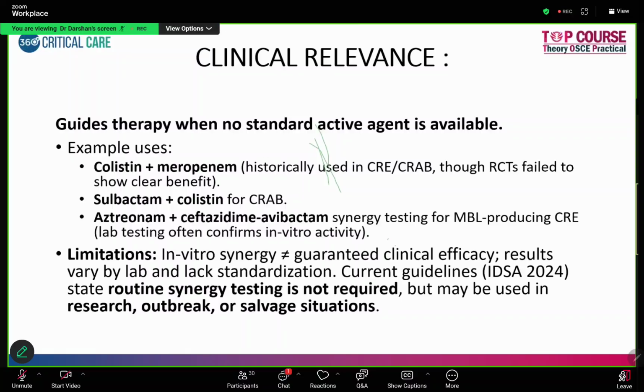So remember, synergy testing is not a gold standard test to decide treatment for that person. Synergy testing is lab based, so we do not know what the in vivo conditions are. That is one take home point and one of the limitations of synergy testing.